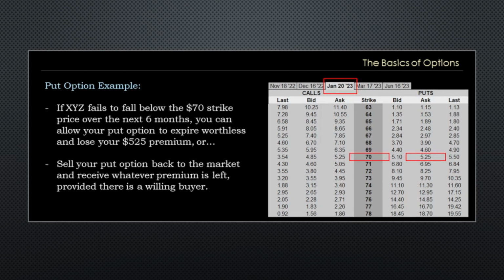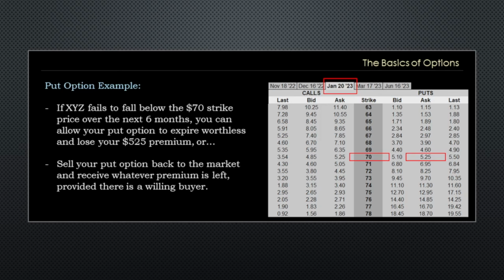If XYZ fails to fall below the $70 strike of your put option, you would either allow the option to expire worthless and lose the $525 that you paid to buy the option, or you could cut your loss by selling the option back to the market and receive whatever premium is left in the option, just like in the example with the call option.